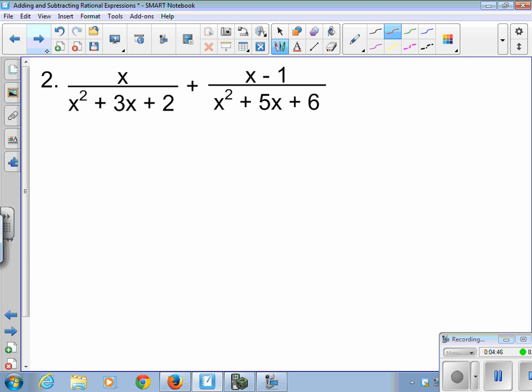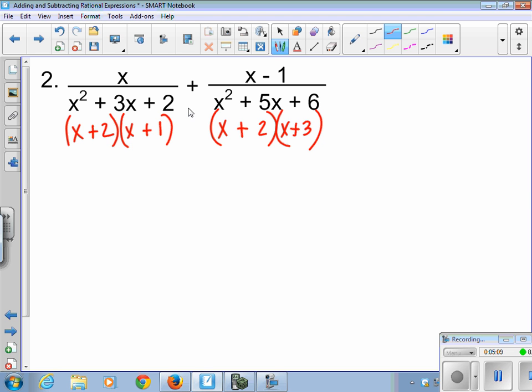Alright, let's look at one where we have to actually factor the bottoms to find the least common denominator. So I'm going to go ahead and factor both of these, backwards FOIL. So this is going to be x and x, 2 and 1, plus and plus. Over here, I'm going to have x and x. It's going to end up being 2 and 3, plus plus.